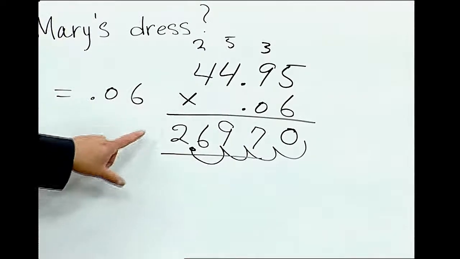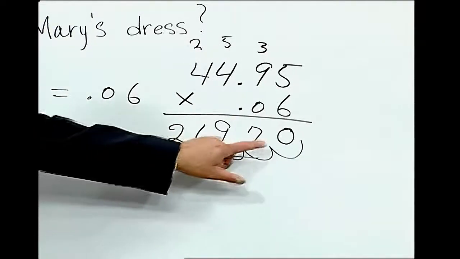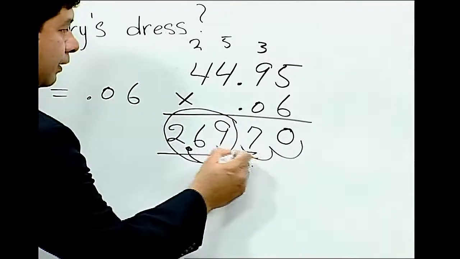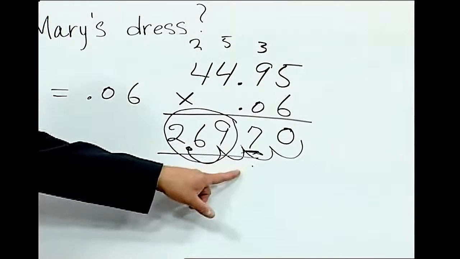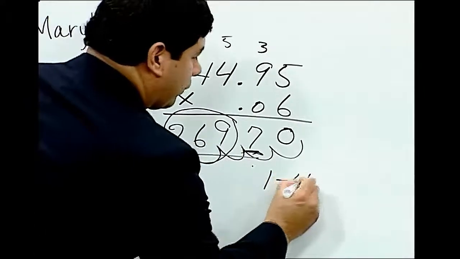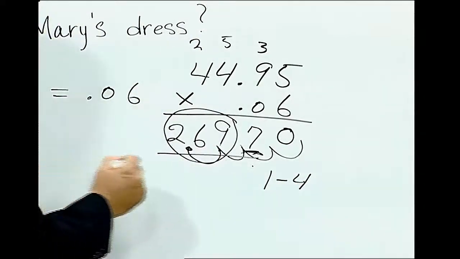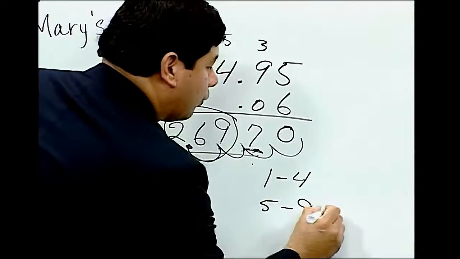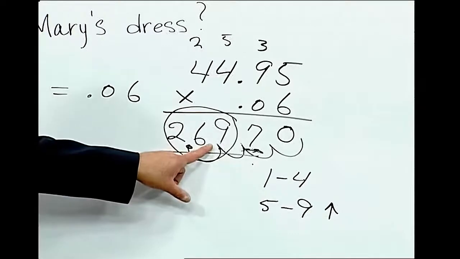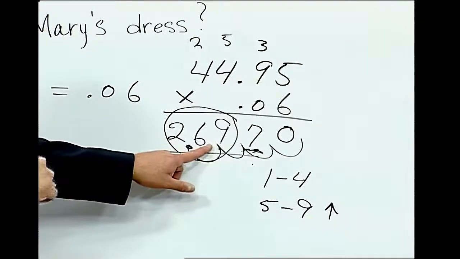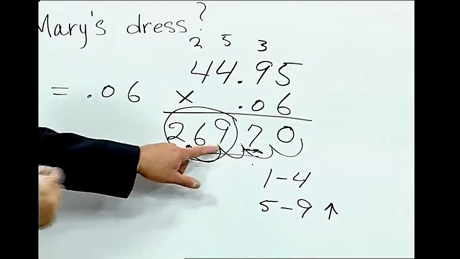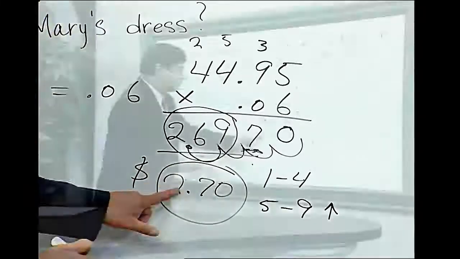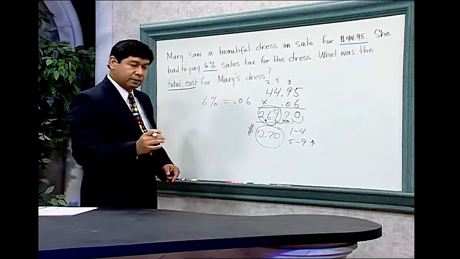So our solution to this is 2.6970. We're looking at this amount here, but we want to look at the thousandths place, the number here, and that's a 7. Had this number been between 1 and 4, we would leave this number alone. But because this is a 7, any number that is 5 through 9, that will cause us to increase this number by 1. It's like adding a penny. So $2.69 now becomes $2.70. And this number represents the tax that we'll be paying on the dress.